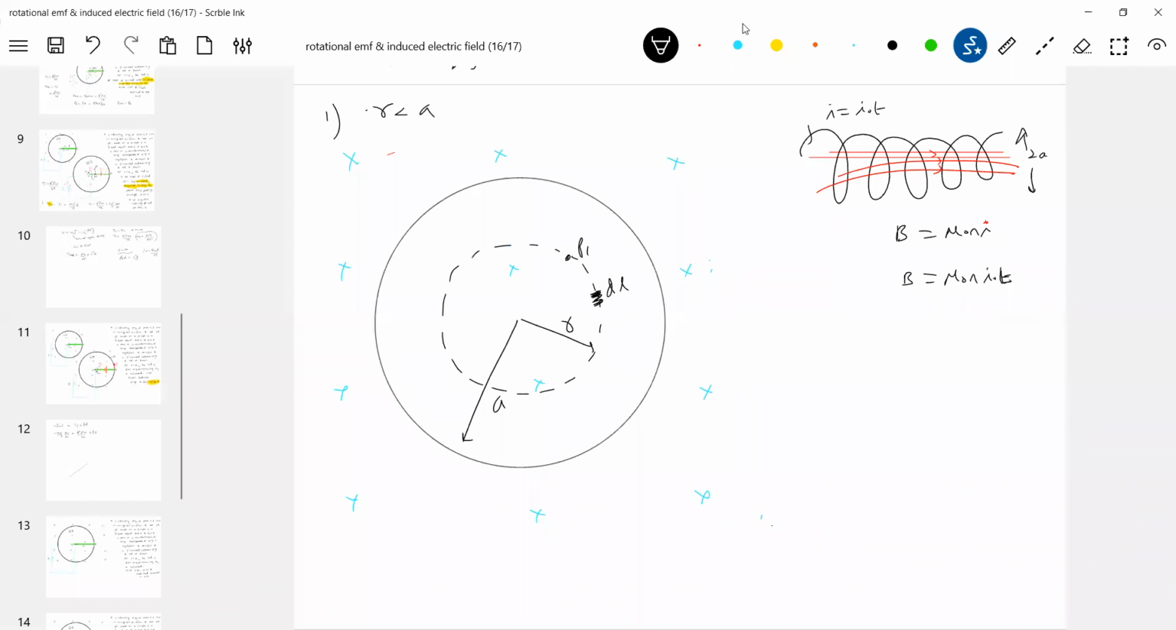B bar is increasing, so shall we write everything as B naught t? Again apply Faraday's law. B bar is into the plane, so the negative flux increases, dφ is negative, and the EMF induced is positive. So what should the direction of E bar be, from Lenz's law and Faraday's law? I'm predicting the direction of the induced EMF, and it will not be along the axis of the solenoid; it will be tangential to the circle drawn inside the solenoid.